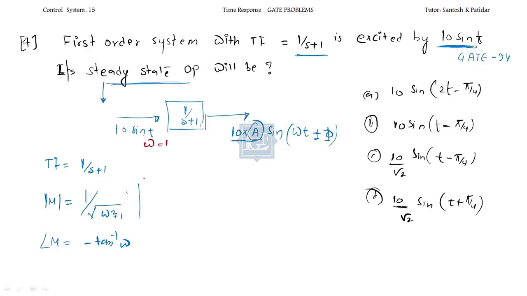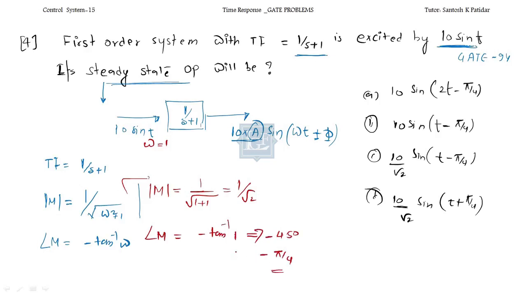So you'll keep omega equal to 1 to find this magnitude. This will be under root 1 plus 1, so you got 1 by under root 2. Now let's find the phase. The phase will be minus tan inverse 1. So this is 45 degree, correct? Or in other words I can say this is minus pi by 4.